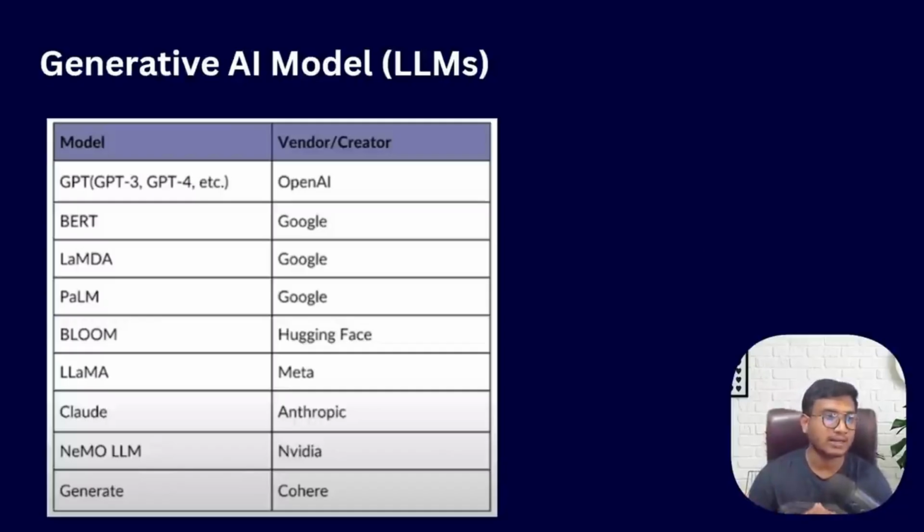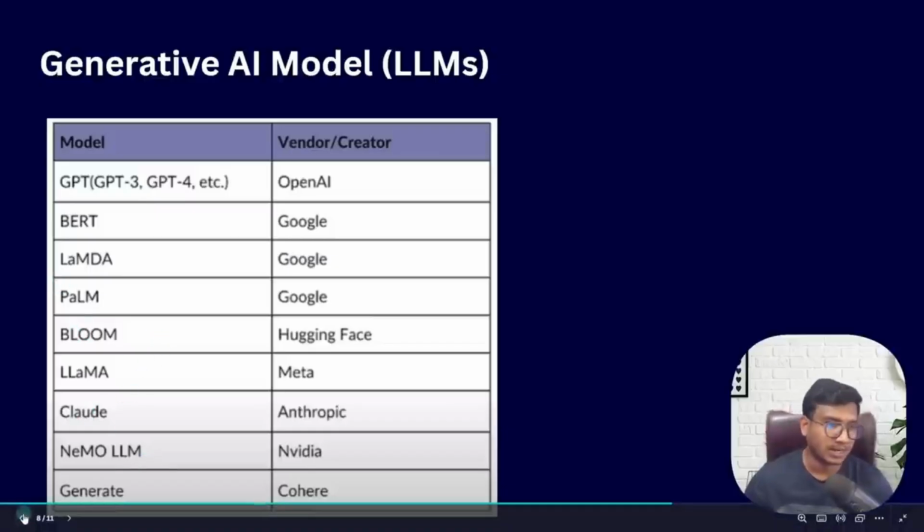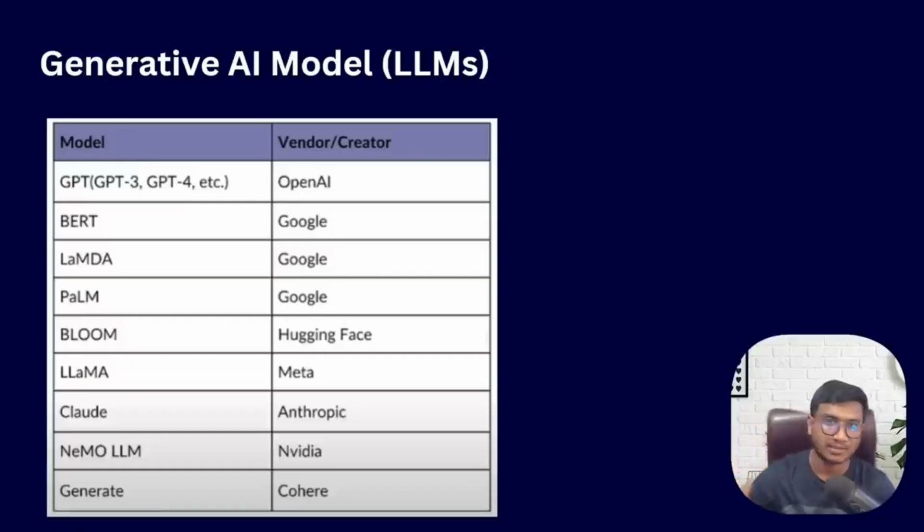Now we have already studied about large language models or generative AI models, right? There are different kinds of generative AI models available, like GPT, BART, LaMDA, PaLM, Bloom, Llama, Claude, then NeMo LLM, Cohere. Apart from that, there are so many large language models available. I think I showed you one GitHub, remember the Open LLM GitHub. There you saw thousands of large language models. And these are the providers and vendors who created these large language models. On all kinds of large language models over the internet, they accept this prompt.